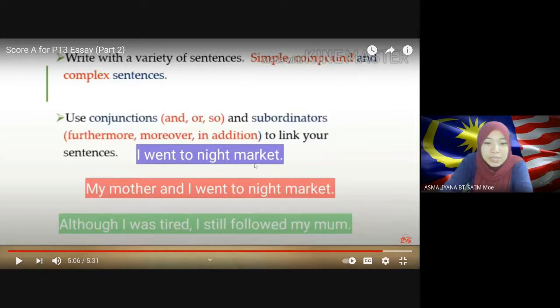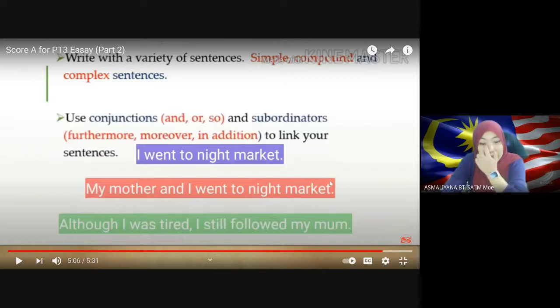I went to the market. This is simple. Simple sentences. Tapi kalau you guna conjunctions, it is going to be better, right? My mother and I went to the market. Okay, with whom? You tambah lagi details, your mother. Okay, and then you tambah pula subordinators ni. Furthermore, moreover, in addition, in conclusion, although I was tired, I still followed my mom to the night market.